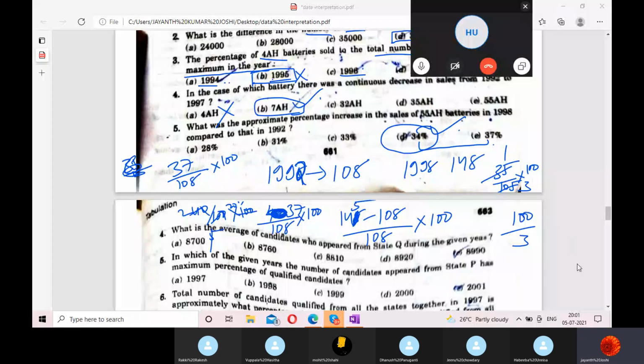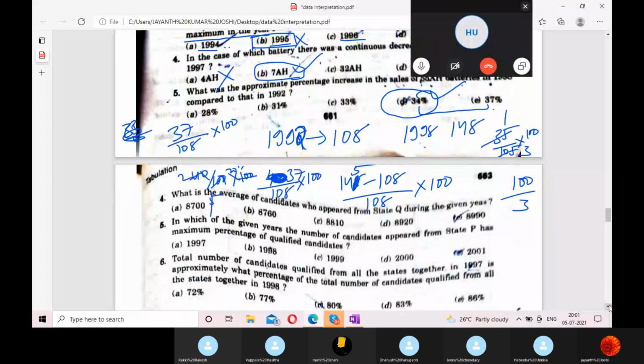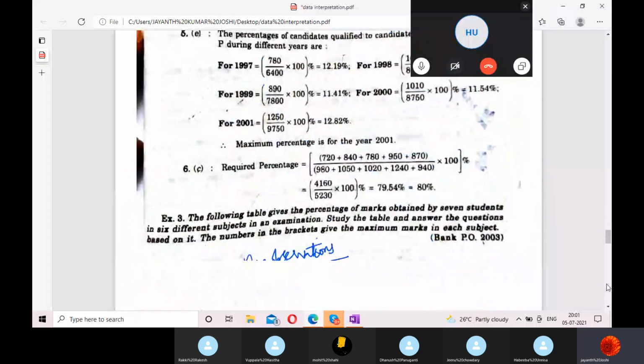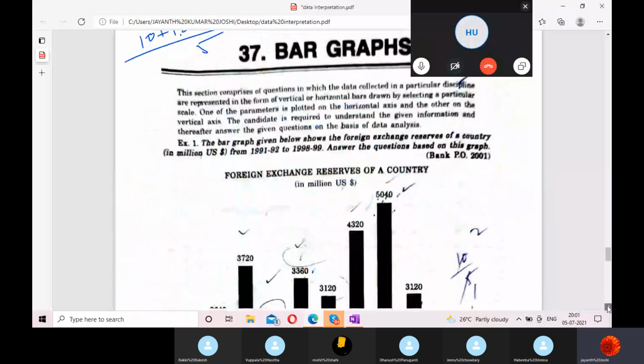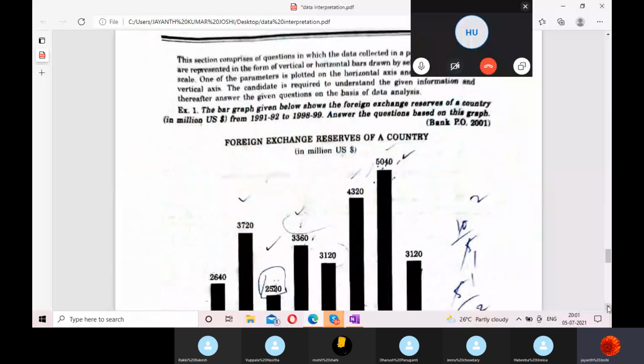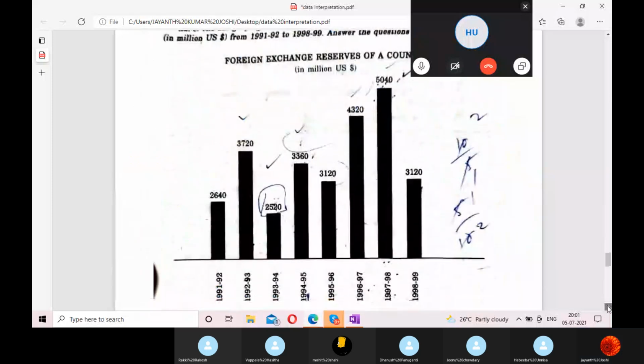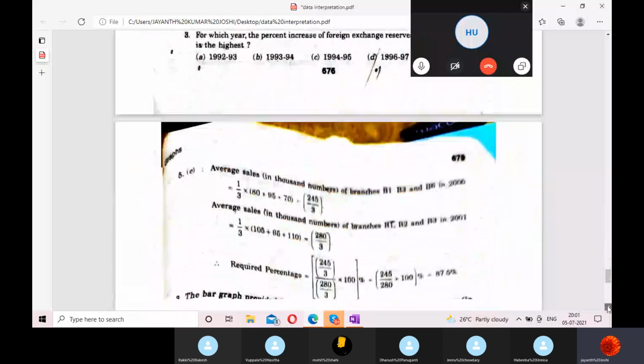Yes, finished? So all of you, I am sending you some questions. You do them from tabulation data. Let us go for the bar graph. Okay. All of you be ready for the bar graph.